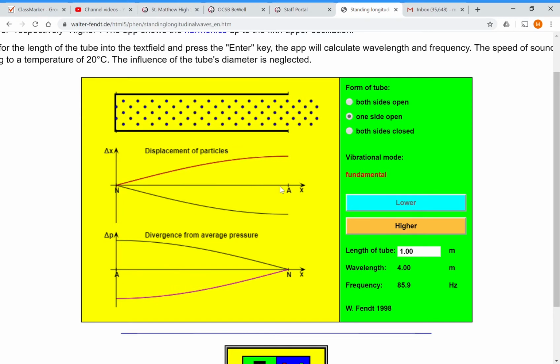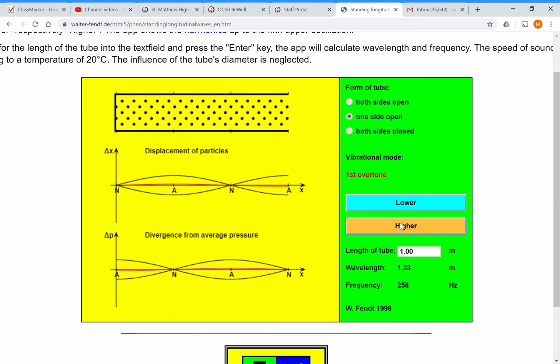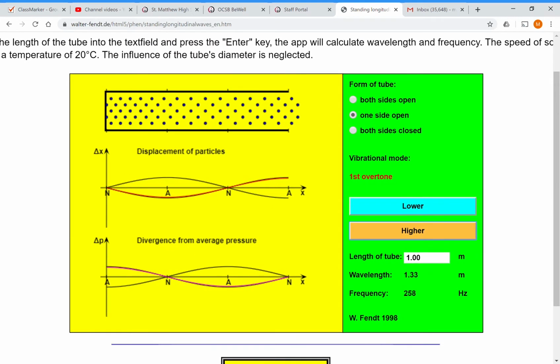Now, like strings, this has higher harmonics. So if I look at the higher harmonic, this is the next harmonic of the tube. And I'll just zoom in a little bit. You can see here that some of the molecules of air, right about here, these molecules right there aren't moving at all. They're on a node. And the other molecules around it are moving quite a bit.